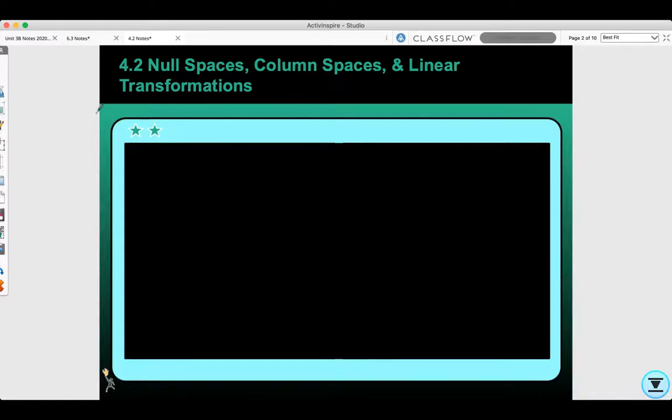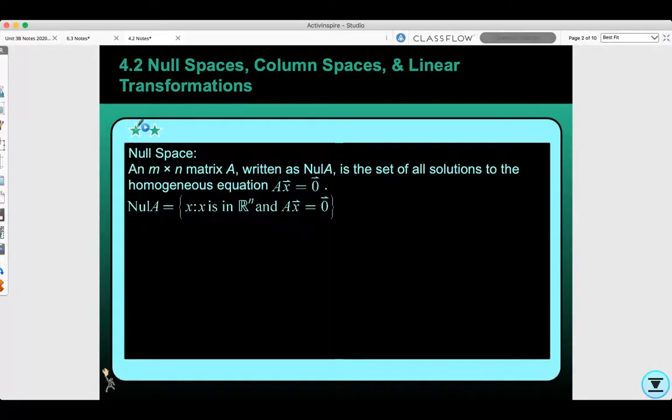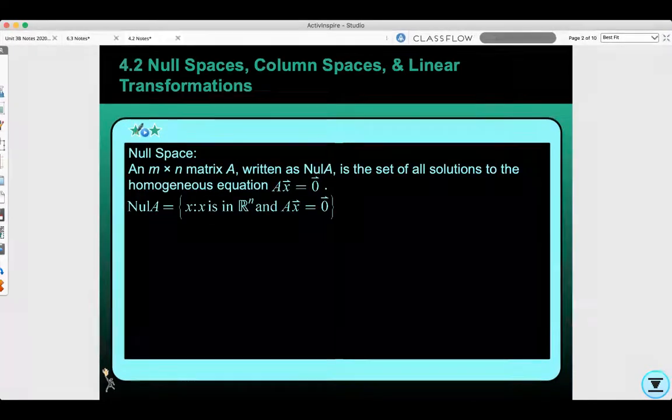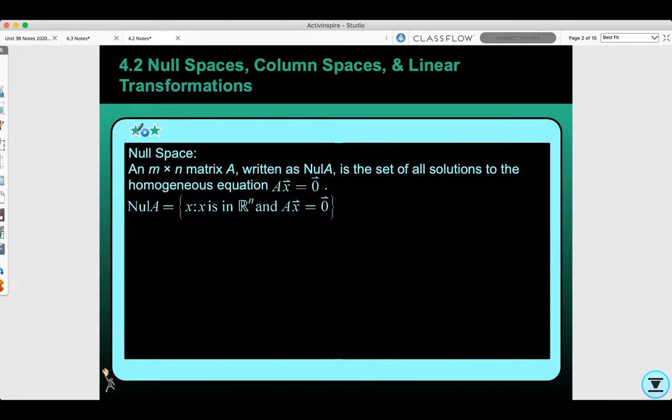Today we're going to discuss 4.2: null spaces, column spaces, and linear transformations. Null space. The null space of an m by n matrix A, written null A, is the set of all solutions to the homogeneous equation Ax = 0. Null A is the set of x such that x is in R^n and Ax = 0.